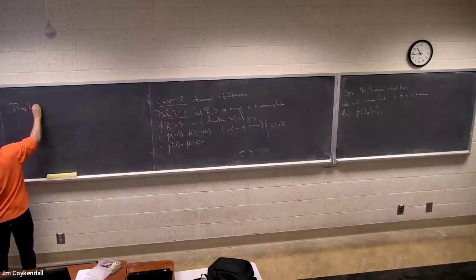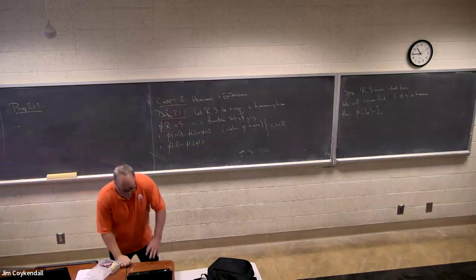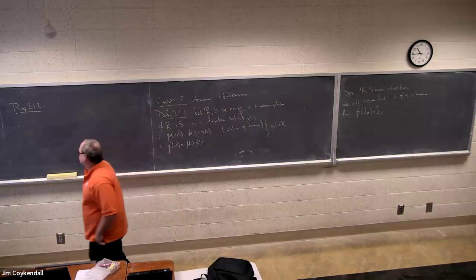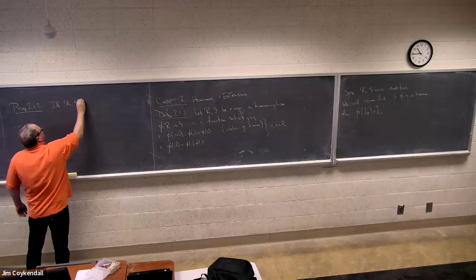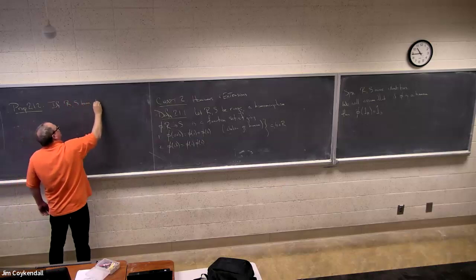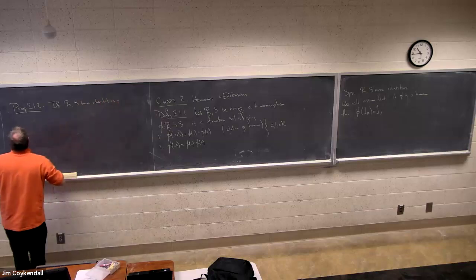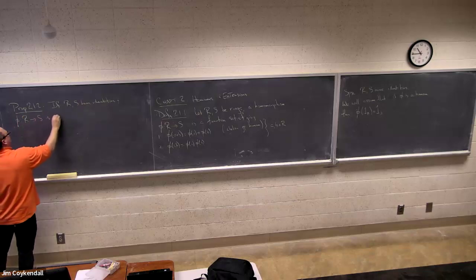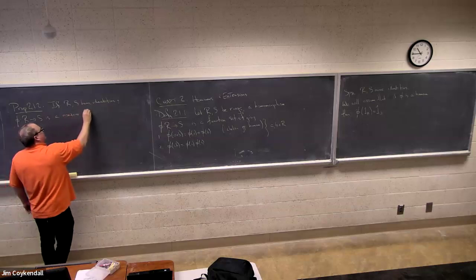Proposition 2.1.2. If phi is a non-zero ring homomorphism, R and S have identities, and phi from R to S is a non-zero ring homomorphism.